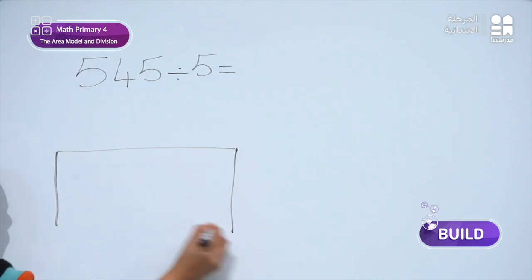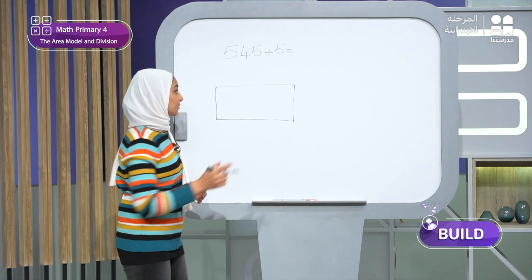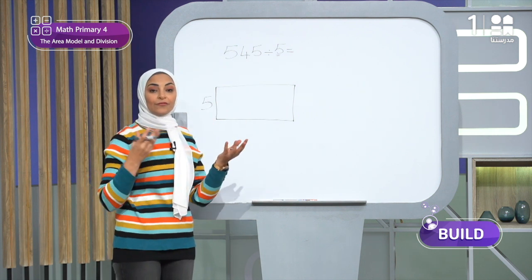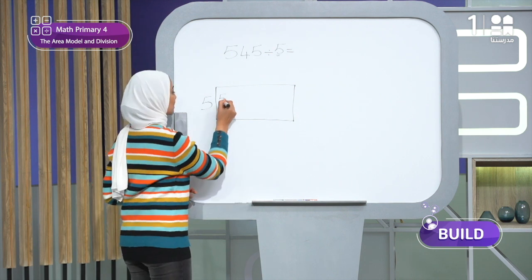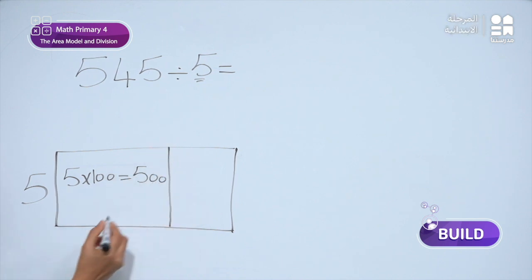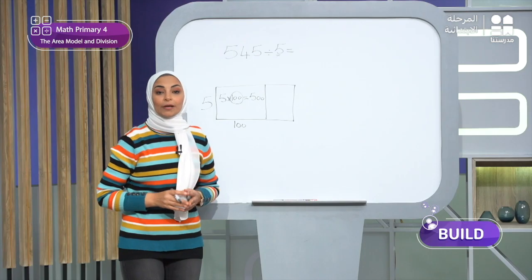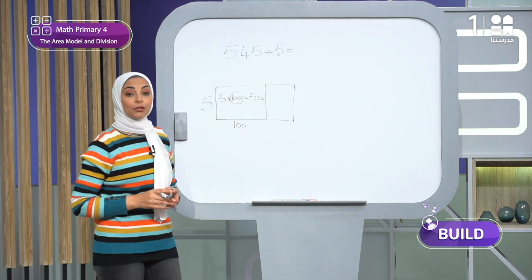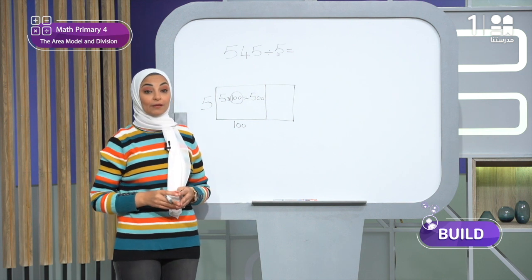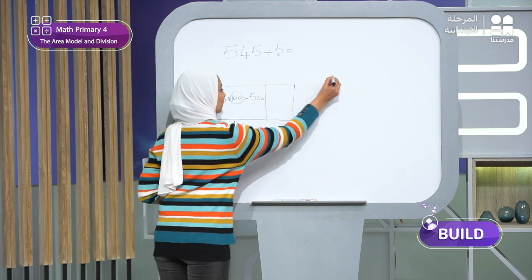I will draw the rectangle of the area model like this. Then what should I do? I will write 5 on the left. This 5, I write it here. And what should I do? I will write 5 times 100. 5 times 100 equals what? 5 times 100 equals 500. Right? So I'll put 100 here, like you see. Don't forget to write the 100 under the rectangle and draw this vertical line. Now to identify the remainder, عشان أحدد the remainder هعمل إيه؟ Yes, of course, I will subtract 500 from 545. أنا كده عندي 545.